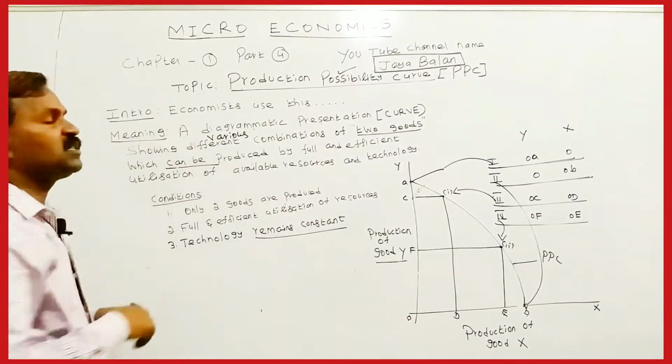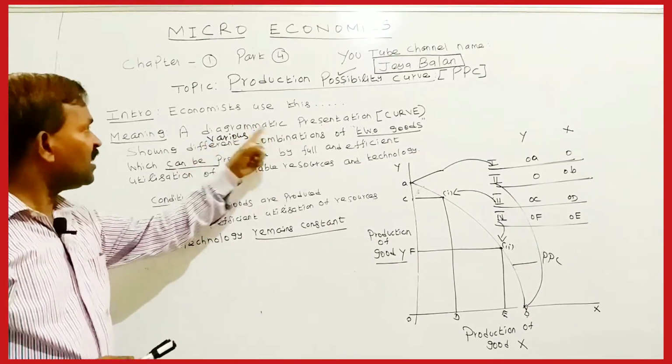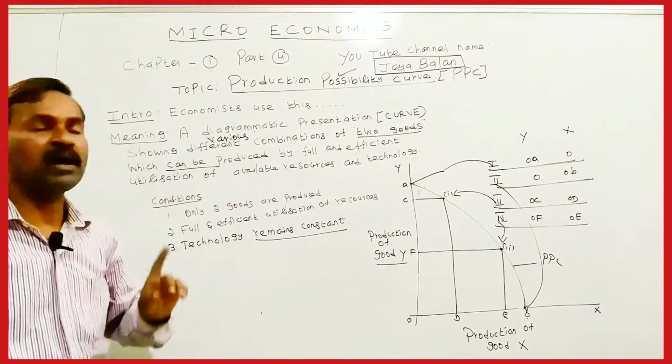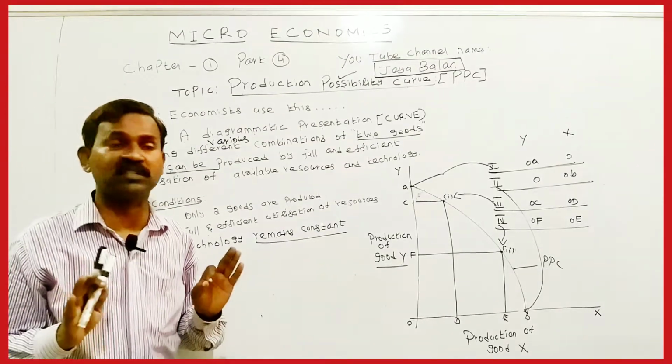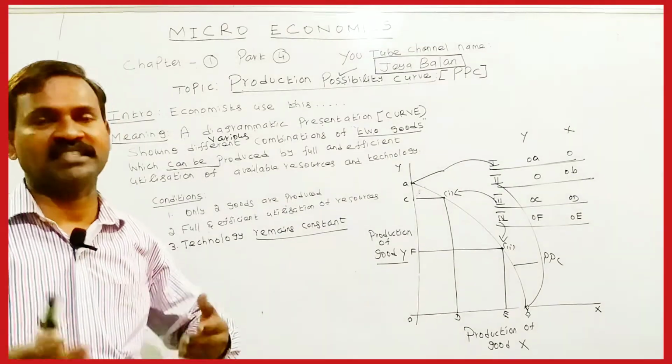Therefore, production possibility curve is the diagrammatic presentation of various combinations of two goods that can be produced by full and efficient utilization of the available resources and the technology. So this is the concept.